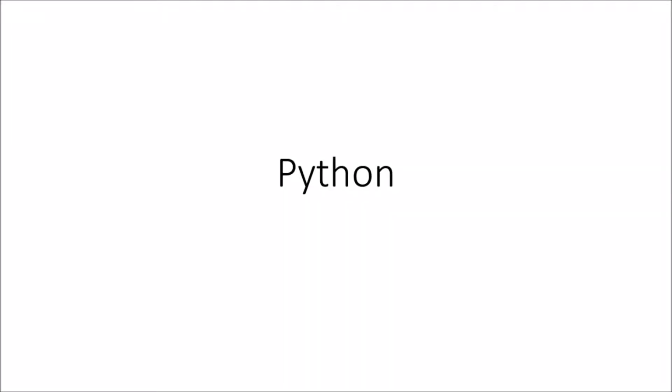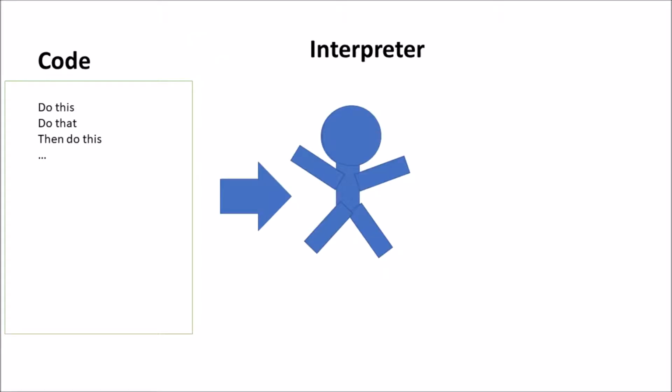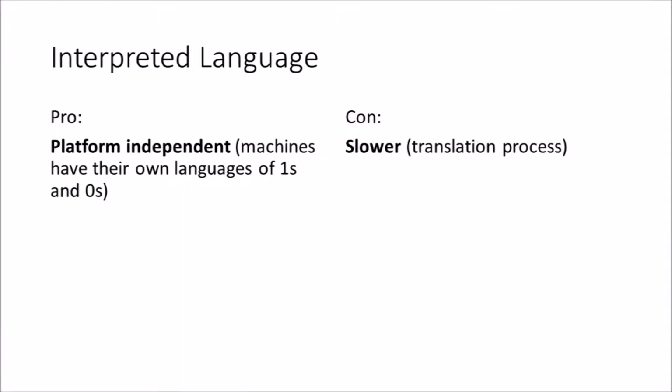Let's begin to demystify the powers of Python. Python is an interpreted language. Another computer program, called an interpreter, reads our code line by line, translating it into code that our specific computer can understand and then executes it. This means your program can run on any machine. The translation process does make the language slower.